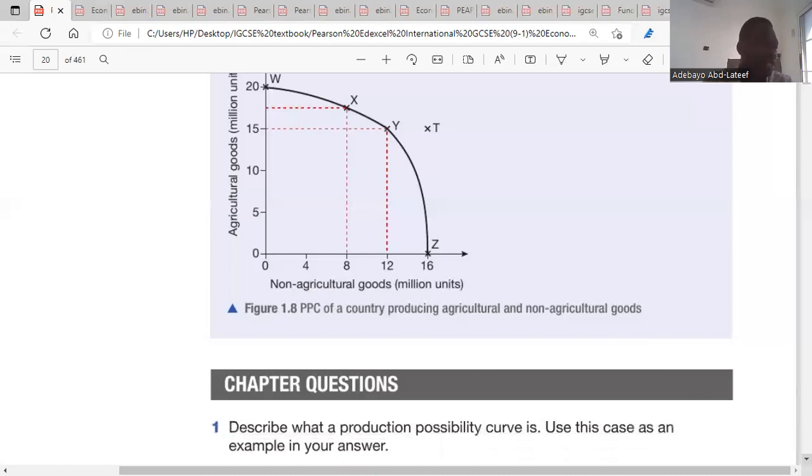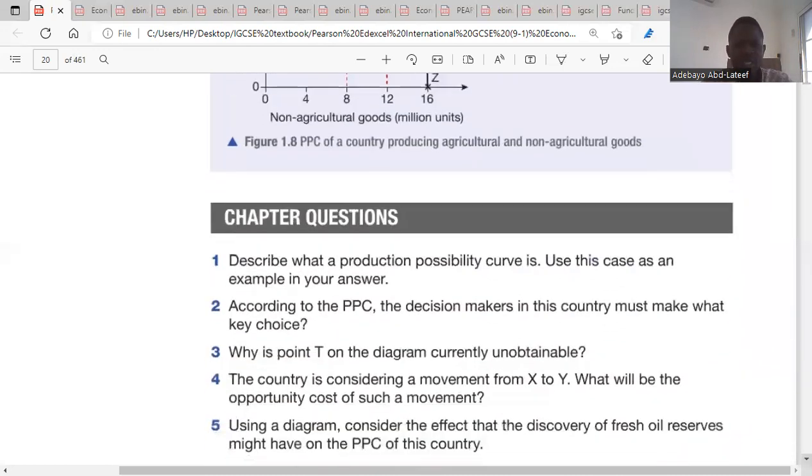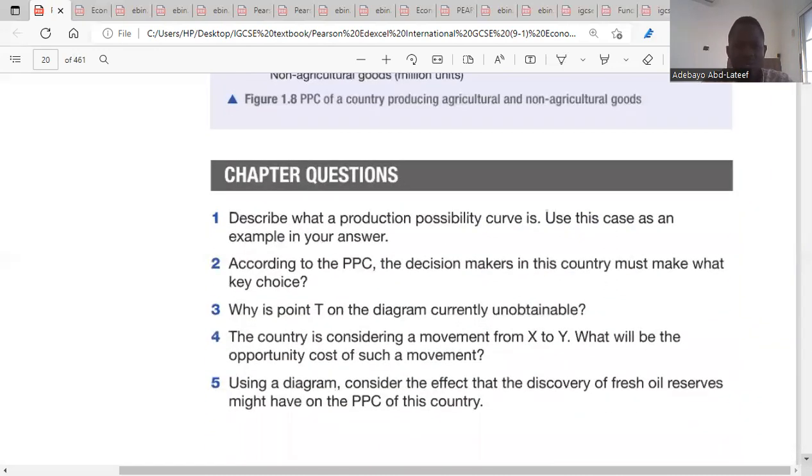Then let's go to what the question is asking us. Now, the first question: describe what a production possibility curve is. Use this case as an example in your answer. So this is how you answer such a question. First, you define the production possibility curve, which is the combination of two different goods that can be produced in an economy if all resources are fully utilized. And in this case study, we have agricultural and non-agricultural products. That is how you put your answer. Is it clear? I'm going to write it out anyway.